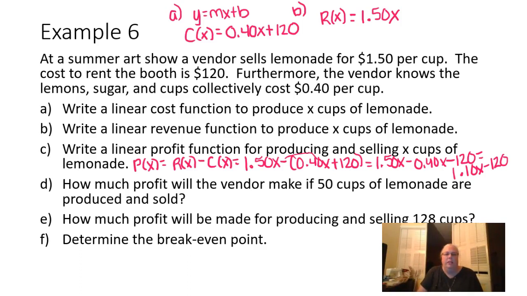Now D is asking us how much profit will be made if 50 cups of lemonade are sold. In other words, what is P of 50? That's going to be 1.10 times 50 minus $120. And when I put this in my calculator, this gives me negative 65.